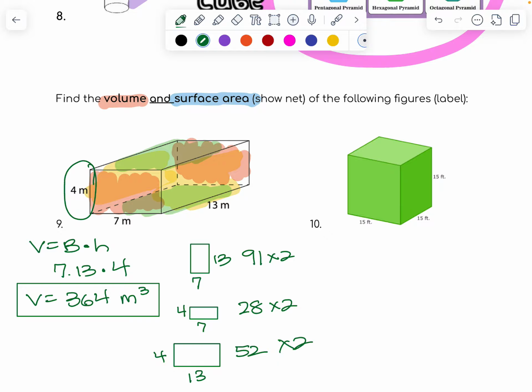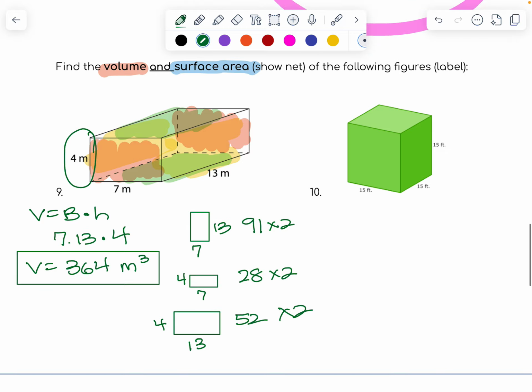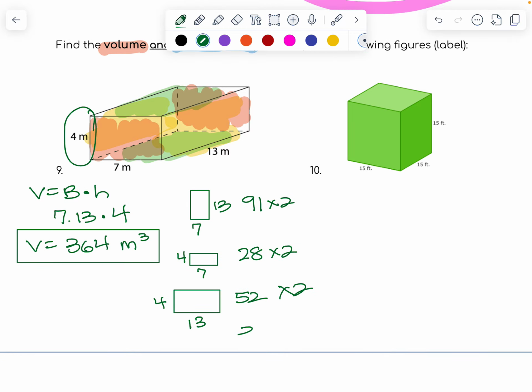All right, let's do it. Combine them all. You have, I'm barely going to squeeze this in there, 342 meters. It's squared because it's just area. It's not 3D. All right, there you go.